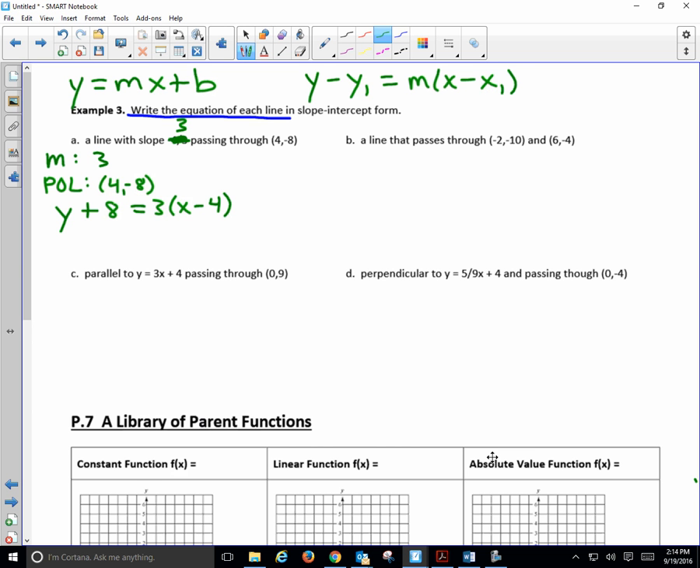I will simplify that and solve for y. In order to simplify, I'll first distribute the 3. Y plus 8 equals 3 times x is 3x. 3 times 4 will give me 12. Now what should I do to both sides? Subtract the 8. Y equals 3x minus 20. That's my equation for my line in slope-intercept form.